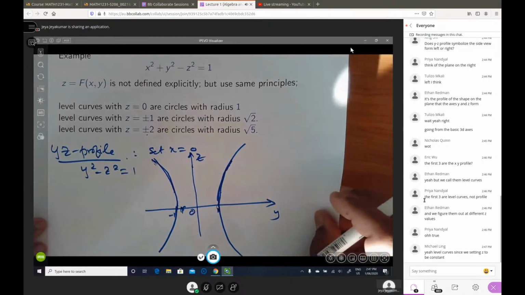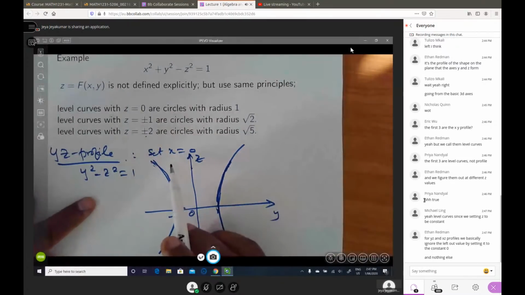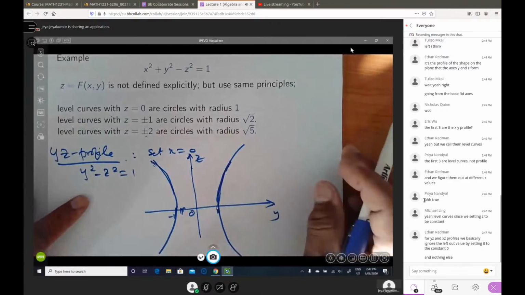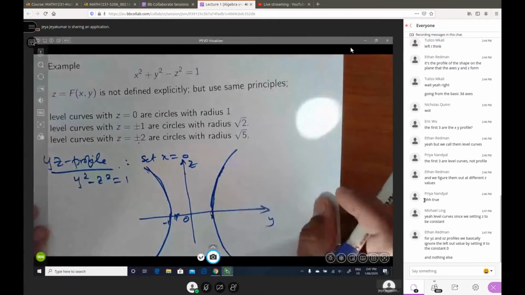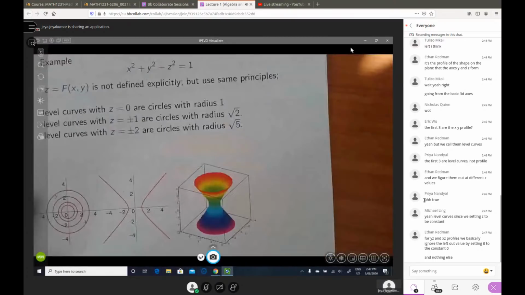All right. So similarly for the xz profile as well. When you put y equals 0, you get x squared minus z squared is 1. In this case, yz profile and xz profile are similar here. All right. So we can put together to sketch this surface.